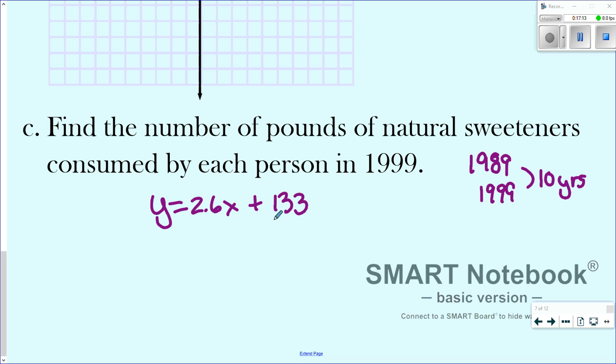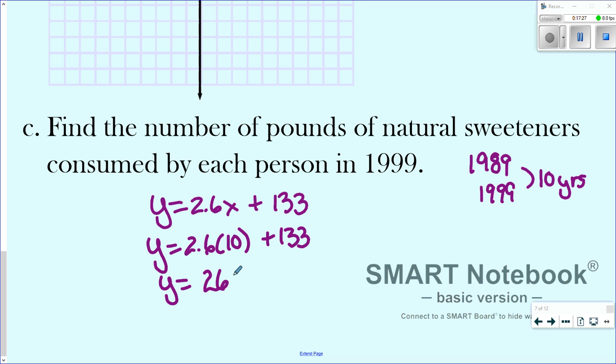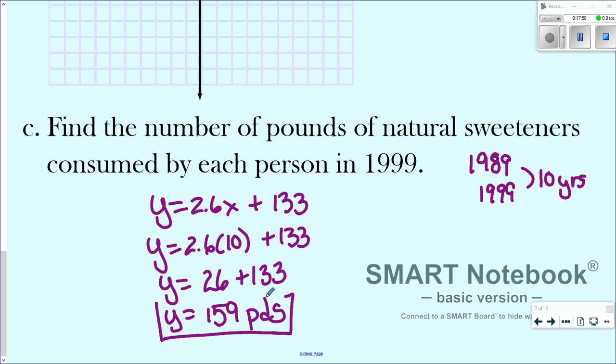So that 10 represents x. We're going to plug it in: 2.6 times 10 years plus 133. We figure out 26 and 133, add those two, and we should get 159. So this 159 pounds is what was consumed in 1999.